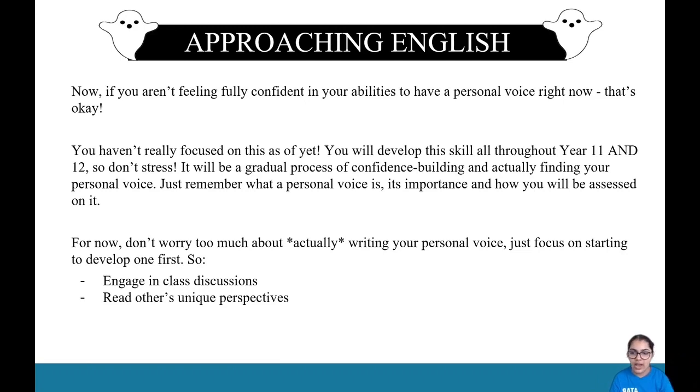Yep. So again, if you haven't focused on it yet, you will develop the skill. You will develop it from Year 11 through to Year 12. It's not something that you have to nail by the time you get to Year 12 and be ready to go with it. That's not the case, right? It is about that gradual development. It's that gradual process of confidence building and finding your personal voice. It takes time to find it, right? You can't just be like, all right, personal voice, come out, let's do this, right? That's not how it works.